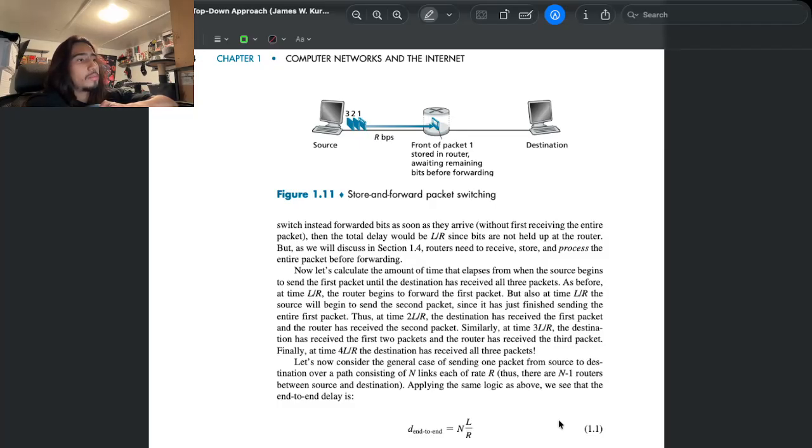Applying the same logic as above, we see that the end-to-end delay is n times L over R.